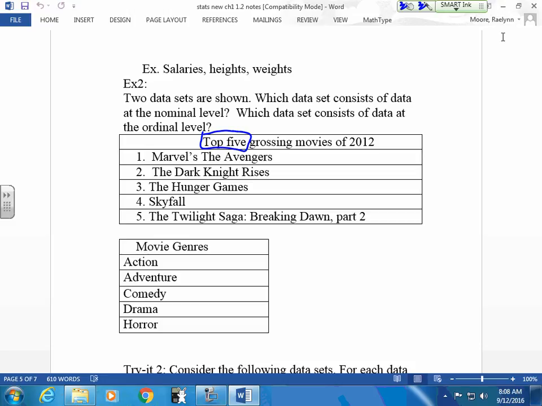Number two? Because this has no rhyme or reason to it. It's just the name of that category. It's just the genre. Action, adventure, comedy. No comparison to either one. No. This one is ordinal because it says top five. Can I tell how much they made? Can I tell one made twice as much as the other? One made a quarter as much? So it's ordinal. There's some kind of difference, but I can't really see the difference. Be careful of these. You got to look for the wording.